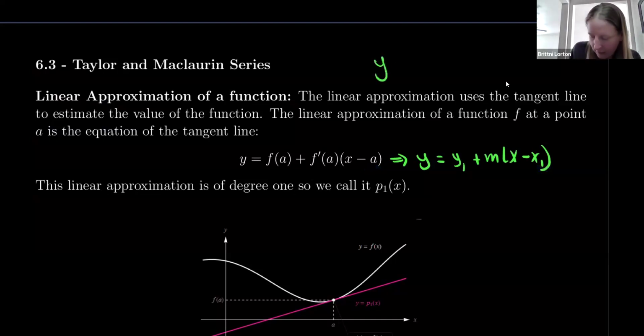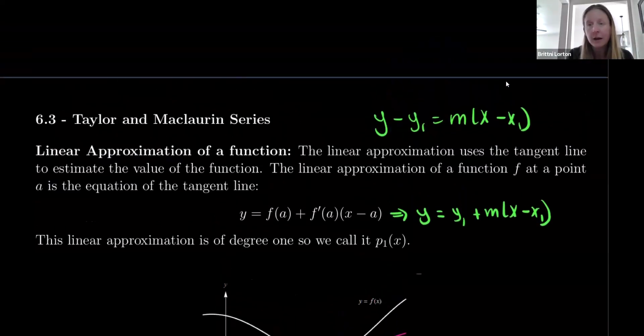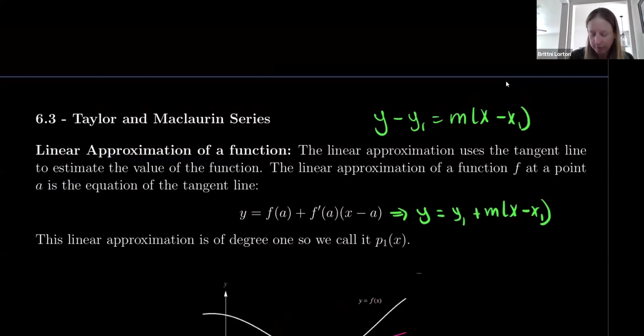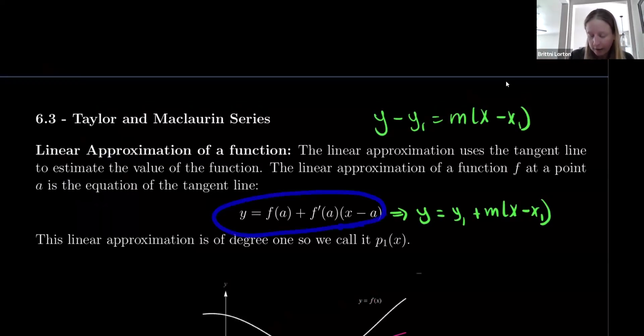Even in algebra, you might have had that written as y minus y1 equals m times x minus x1. Also exactly the same. I'm just choosing to get y by itself, so I'm bringing the y to the other side of the equal sign. Lots of different ways to write it. The way we're going to use is y equals f of a plus f prime of a, which is the slope of that tangent line, times x minus a. This is a linear approximation. It's linear, it's of degree 1, so we call it P1, just so we're using the right vocabulary.